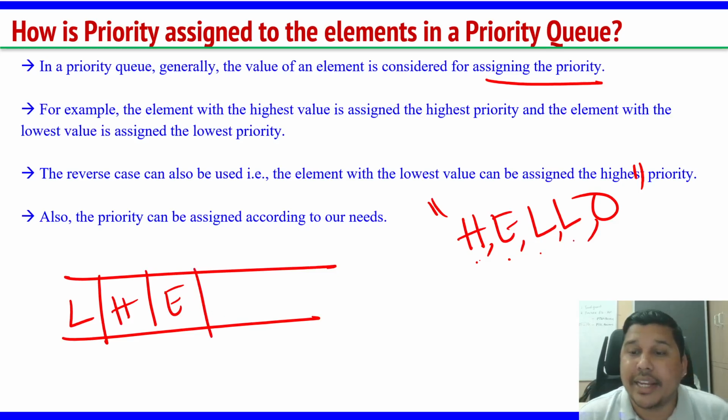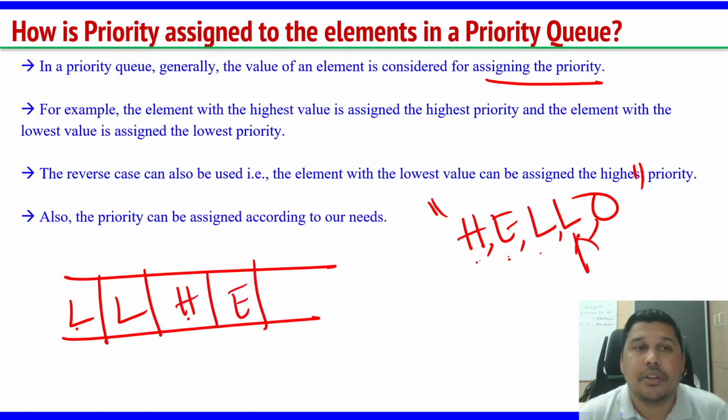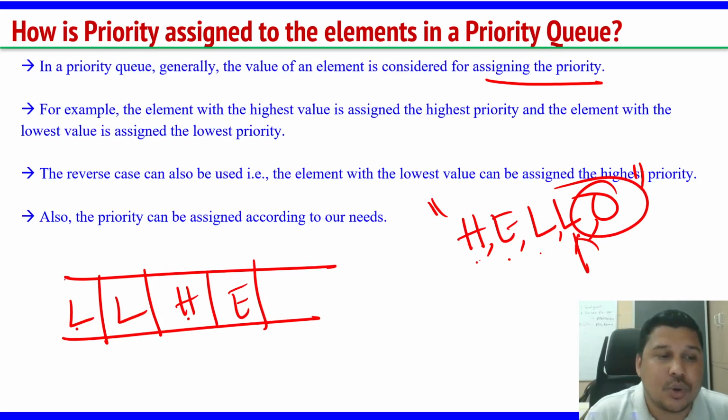Again, next one more L is there. So here, if you see E, then H, then L, both are having the same priority, so this L remains there only. The second L comes here. Then comes your H and this. Next came O. O has the highest priority among everything, so the O is inserted at the front.